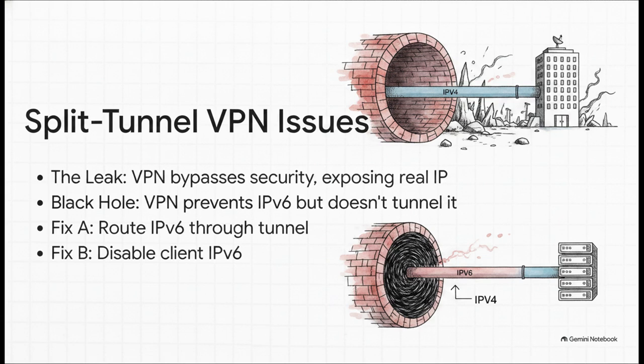This is where the client software blocks IPv6 to prevent that leak, but doesn't actually tunnel it. So if users are complaining that internal corporate sites work perfectly, but the external internet drops the second they get on the VPN, you're probably dealing with this unrouted IPv6 black hole. To fix it, you either need to push a full IPv6 default route right through the tunnel or explicitly disable IPv6 on the client interface.